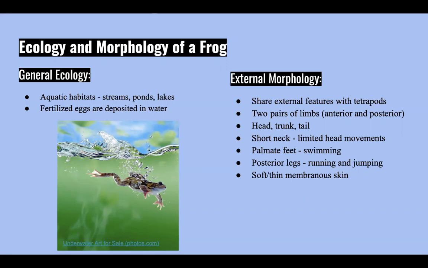It has three segments: a head, a trunk, and a tail. And it has a short, rigid neck, which causes it to have limited head movements. Another characteristic of a frog is that it has palmate or webbed feet, which is ideal for swimming since it does live in an aquatic habitat. It has posterior legs, which are much stronger than its anterior arms because they are used for running and jumping. And lastly, they have soft, thin, membranous skin under which an extensive network of blood vessels runs in order to supply oxygen directly into the organism's blood.